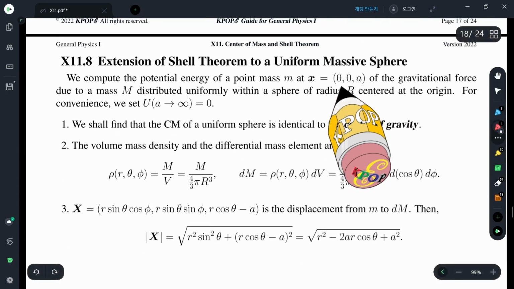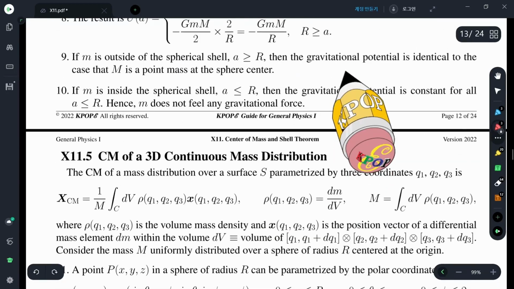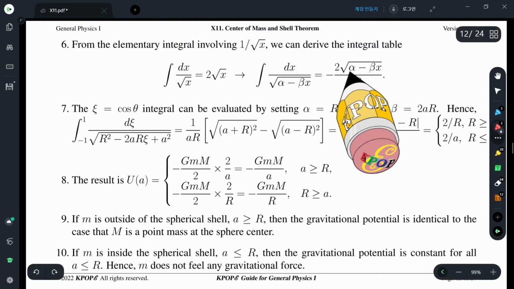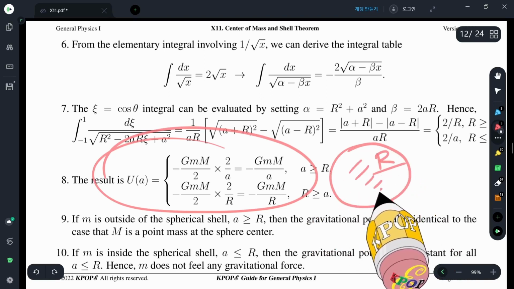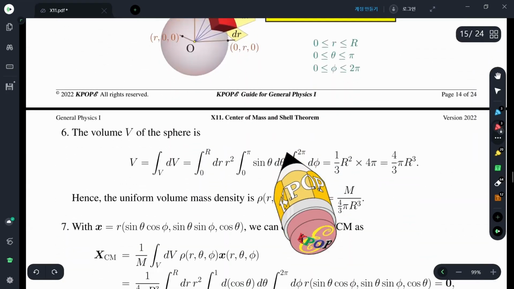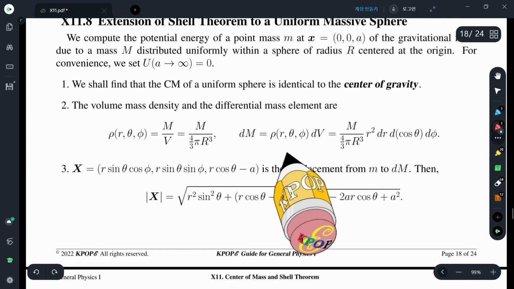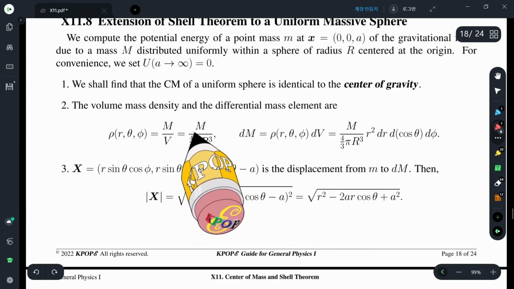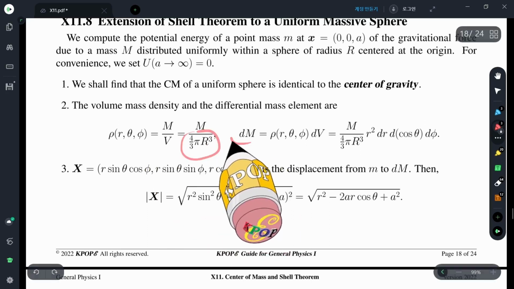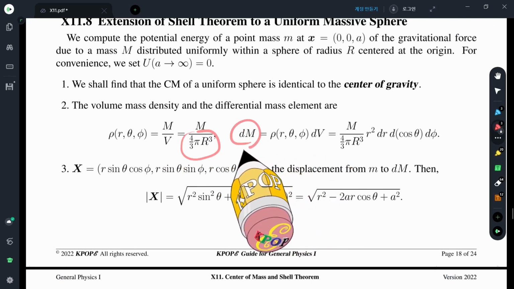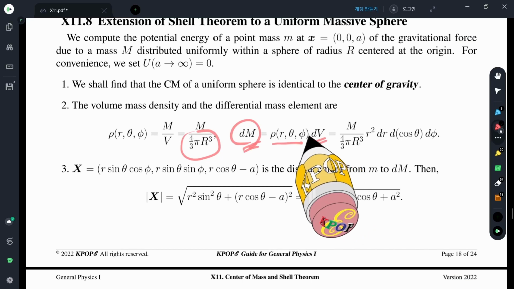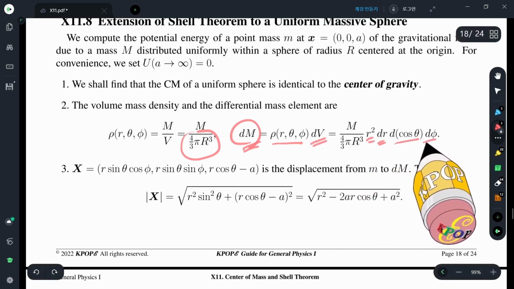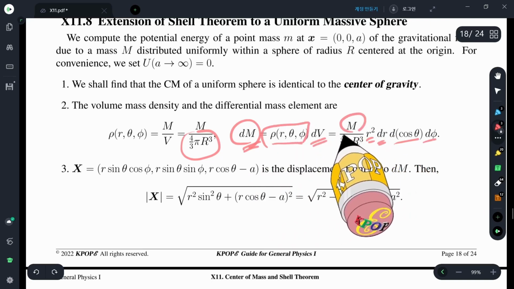we can extend this result to a uniform mass sphere. You remember the shell theorem for this one. This one was for the spherical shell of radius r, which is empty inside. And why don't we consider the case of a filled sphere? In that case, mass is distributed over the whole volume inside a sphere, and the mass differential is a density multiplied by the differential volume. The differential volume will be r squared dr, d cosine theta, d phi, and over a vector, this density should be mass over volume of the sphere.